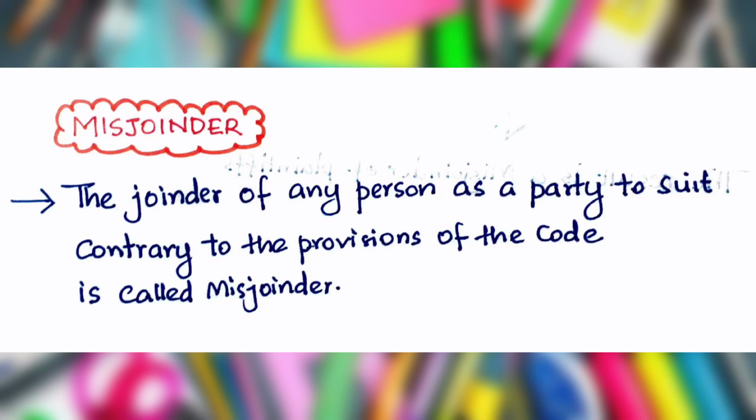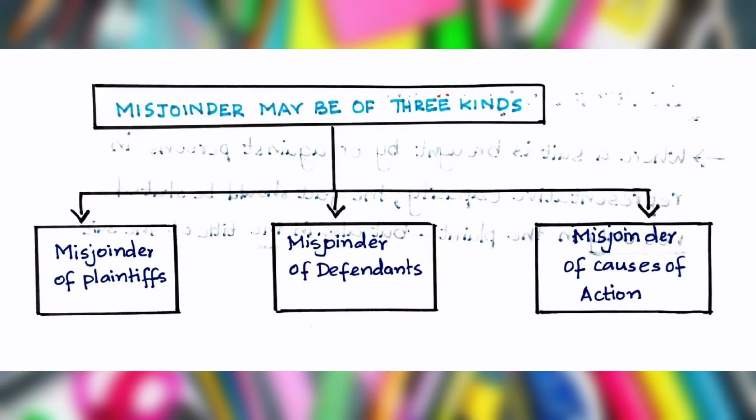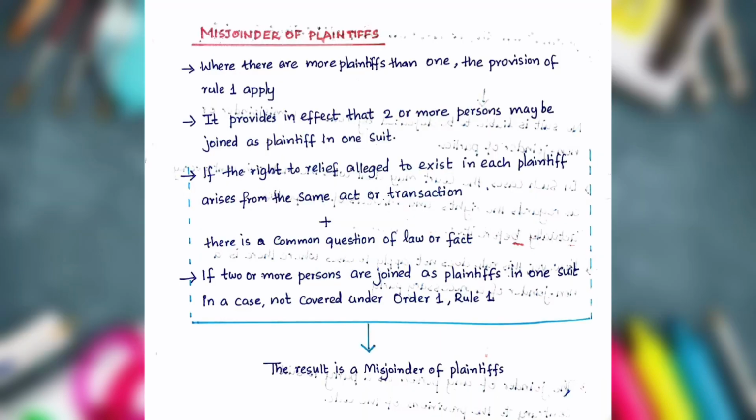Now let us know what is misjoinder. The joinder of any person as a party to a suit contrary to the provisions of the Code is called misjoinder. Misjoinder may be of 3 kinds. Number 1, misjoinder of plaintiffs. Number 2, misjoinder of defendants. Number 3, misjoinder of causes of action. Let us know each topic in detail.